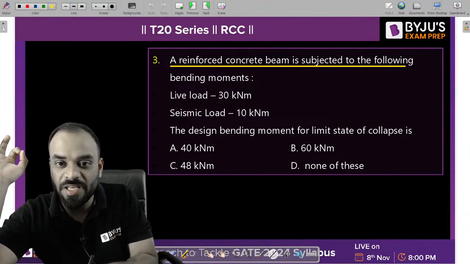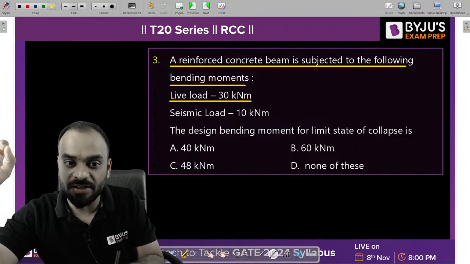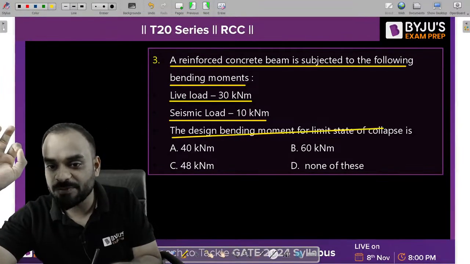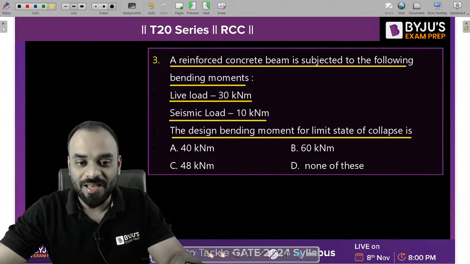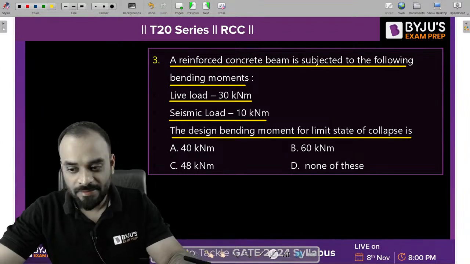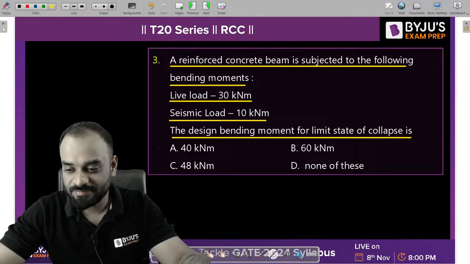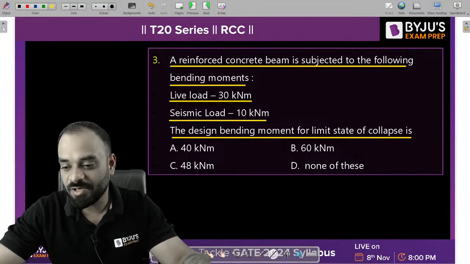Next question in front of you, and it is a tricky one. A reinforced concrete beam is subjected to the following bending moments: due to live load 30 kilonewton meter, seismic load 10 kilonewton meter. Now, what is the value of design bending moment as per the LSM method? Tell me, guys. I want answer from your side first. I'm reading your comment.